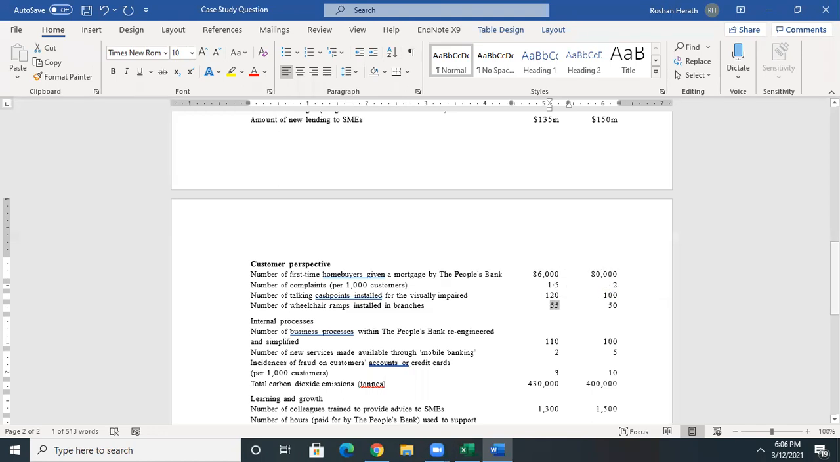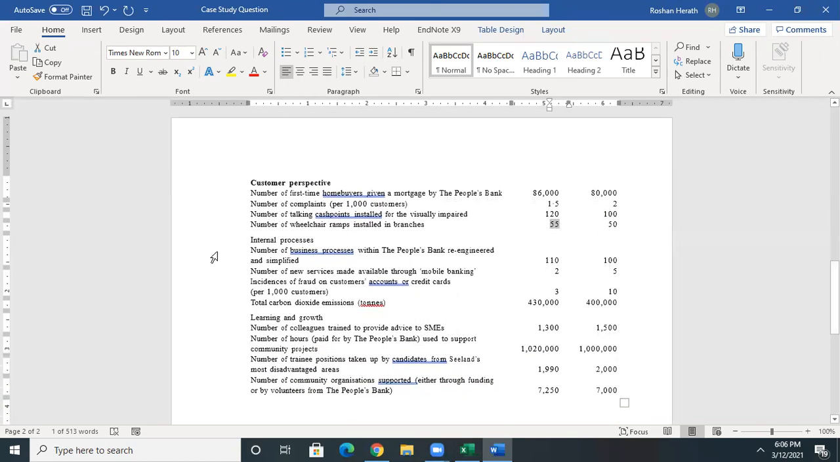Good. So they are doing quite well, no? Then internal processes. So make them a third perspective. So a perspective we can evaluate. We can see number of business processes within the People's Bank re-engineered and simplified. So during the period you have simplified certain business processes. You planned for 100, but you ended up doing 110.